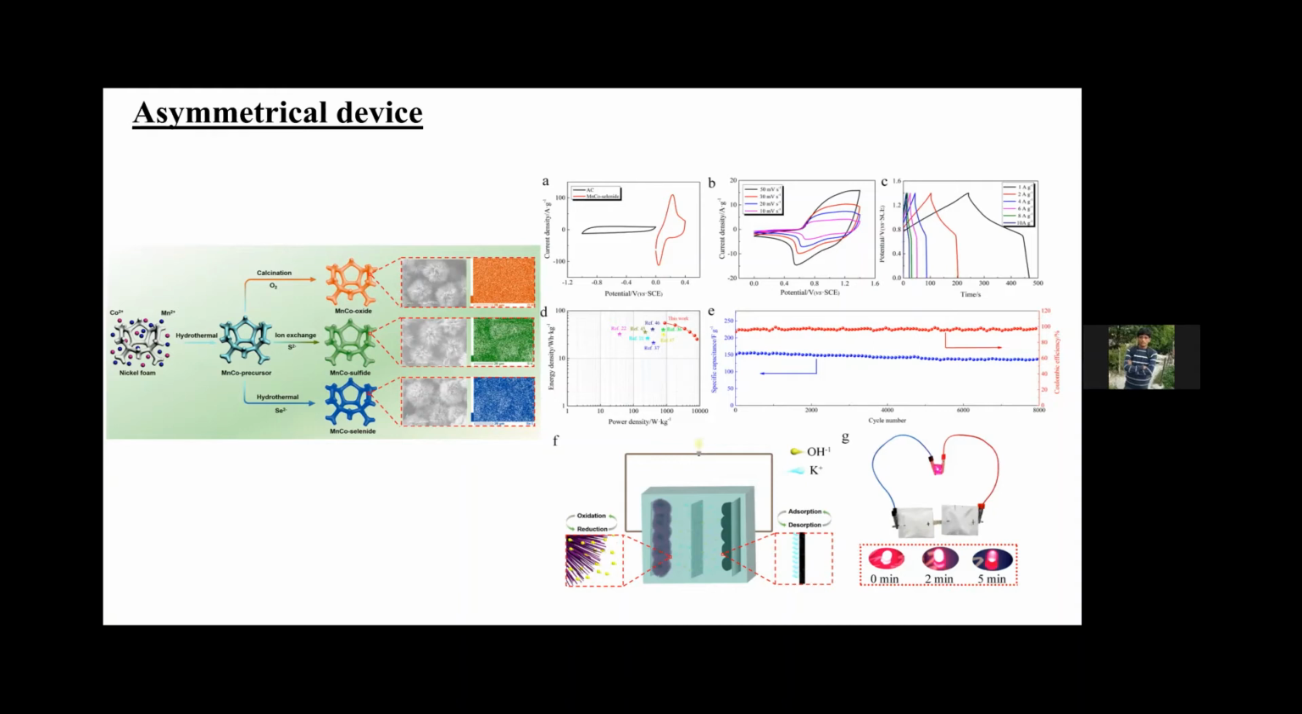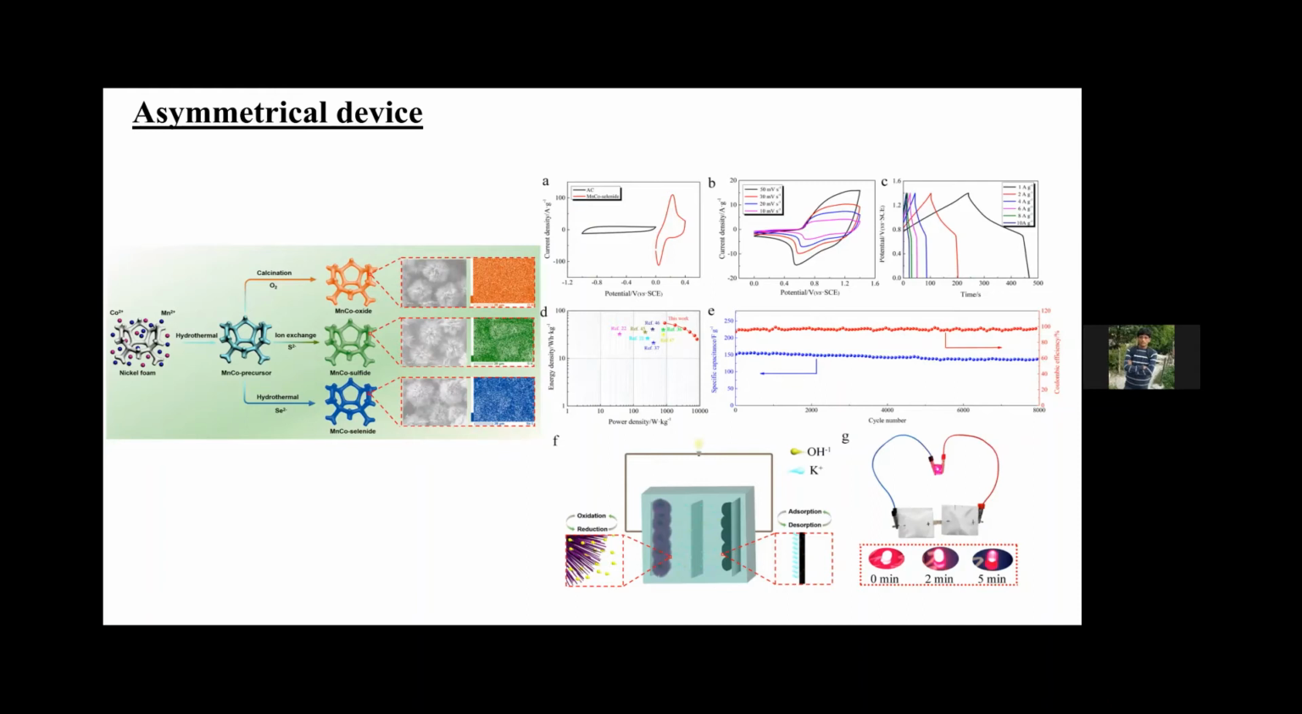So they run a cycle test, to see how much time it can sustain, up to 8,000 cycles. We can see their capacitance value is almost 100%, as well as their Coulombic efficiency is also 100%. Coulombic efficiency is another aspect to analyze the electrode material.